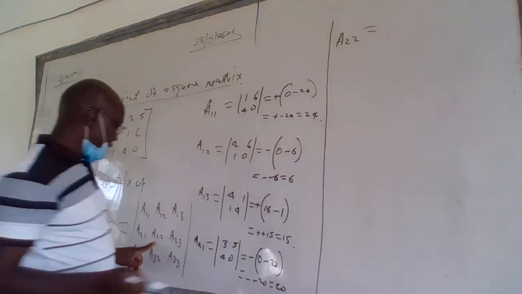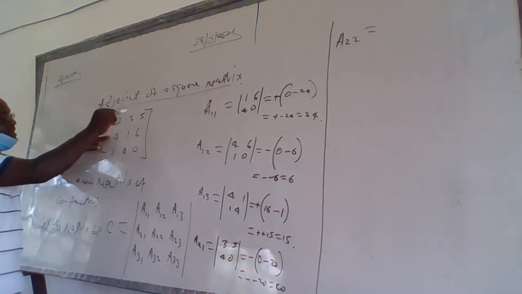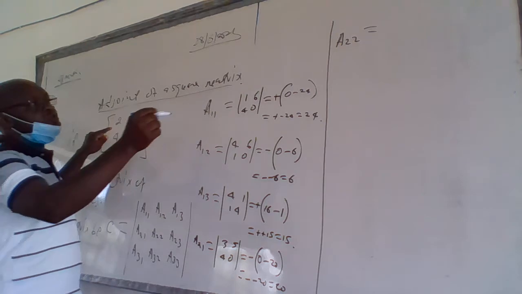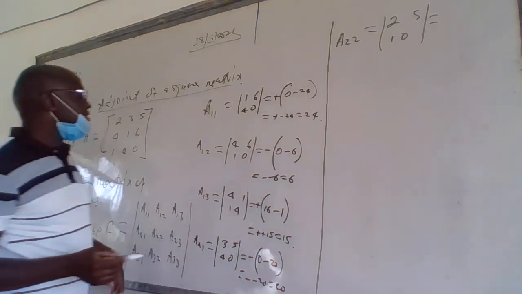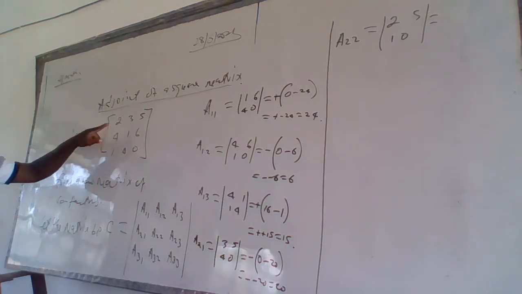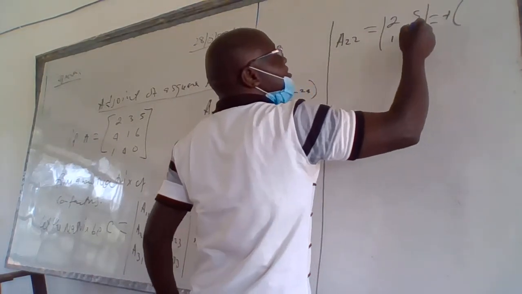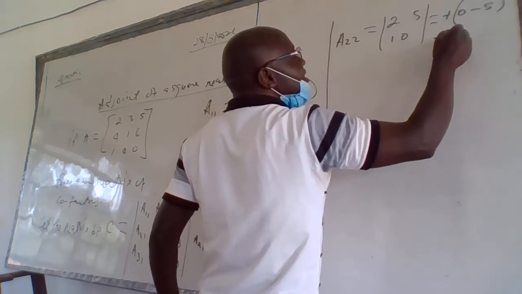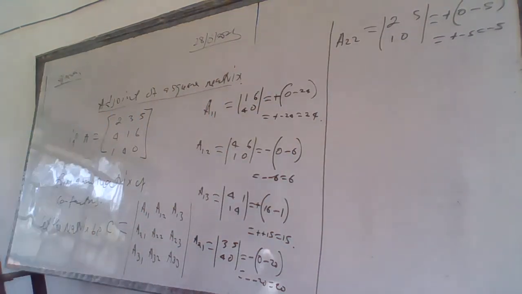We move on to A22. A22. What are the minor for this? A22 is 1. So we plug this and that. So we have 2510. The place sign positive, negative, positive. So it will be plus. 0 times 3 have 0, minus 1 times 5, 5. So this equals to plus minus 5, which equals to minus 5. We are through with the A22.